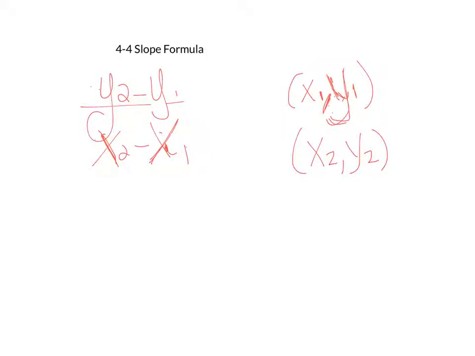This is 4-4 slope formula. The slope formula is y2 minus y1 over x2 minus x1. And the first ordered pair that you see will always be x1, y1, and the second ordered pair will be x2, y2.